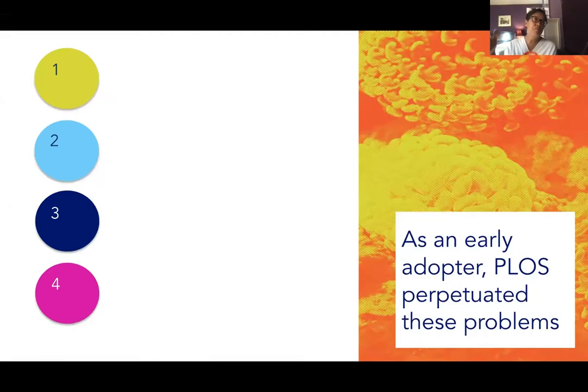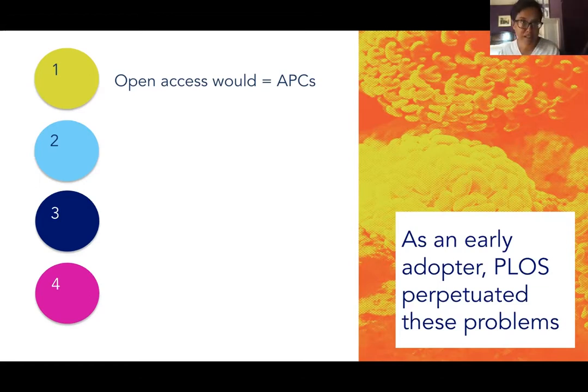So full disclosure, no secret here, PLOS was one of the first publishers to demonstrate that APCs were a viable business model, that there was money that authors would be willing to pay to have their work published in this way so that the reading would be completely open and unpaywalled. And there were, as a result, things that we didn't anticipate. We didn't understand that by using this model, in many minds, APCs would come to be the same thing as open access. And they're not.